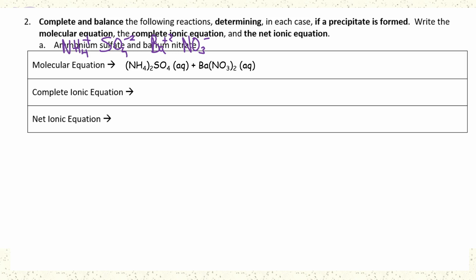I get barium nitrate with nitrate surrounded by parentheses and a subscript 2, because it takes 2 nitrates to react with 1 barium, because barium has a +2 charge. That's always aqueous because nitrate is always aqueous. Now, rearranging it, ammonium's going to find a new partner, and barium's going to find a new partner.